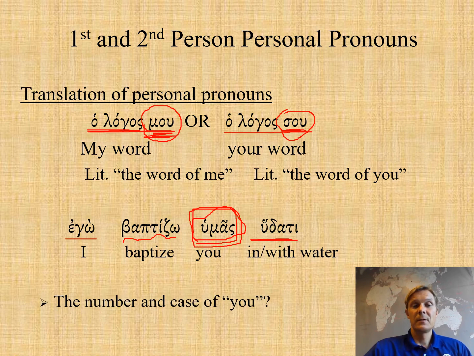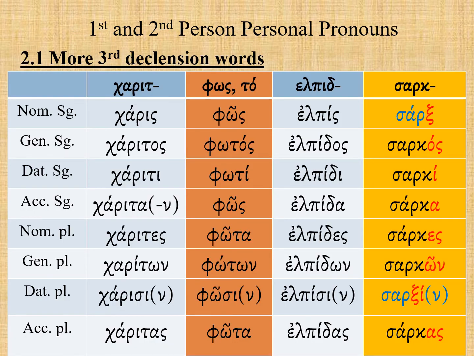So it is a plural accusative word, of you. Sorry, not of you, but you, since it's accusative. And it's accusative because it is the direct object of the verb baptize: I baptize you. And this word is in dative singular, in or with water. So those were the first and second person personal pronouns. In the next lesson, we're going to look at the third person personal pronouns.